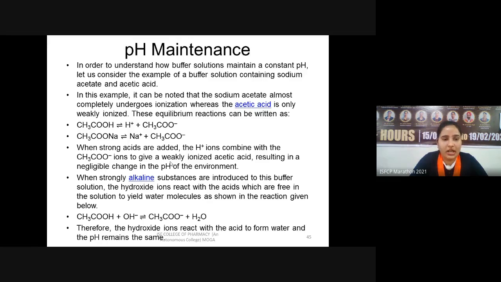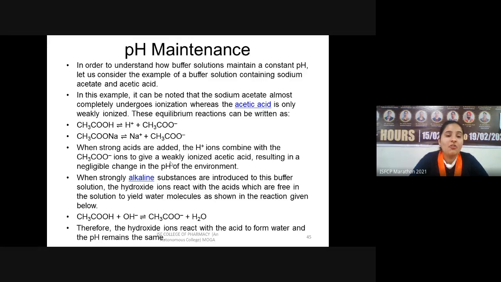Acid is going to dissociate into H positive ions and acetate ion, whereas the salt, that is the sodium acetate, is going to dissociate into sodium ions and acetate ions. When strong acids are used, when we will be adding acid from outside, the H positive ions will combine with the acetate ions to form weakly unionized acetic acid, and hence there will be no pH change on addition of H positive ions.